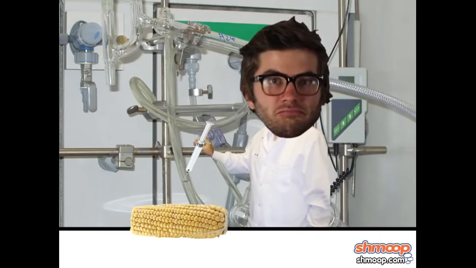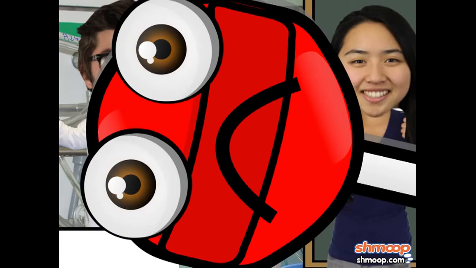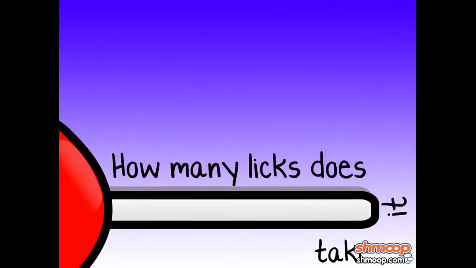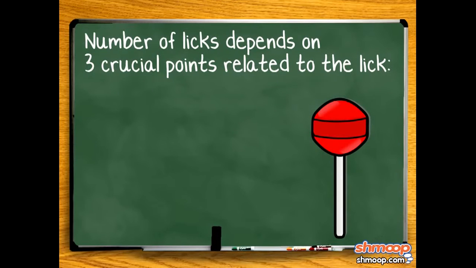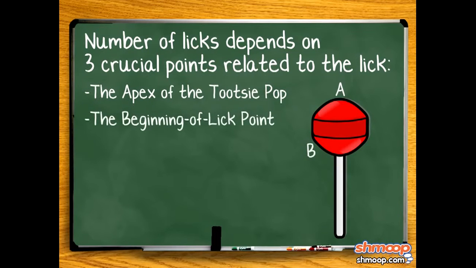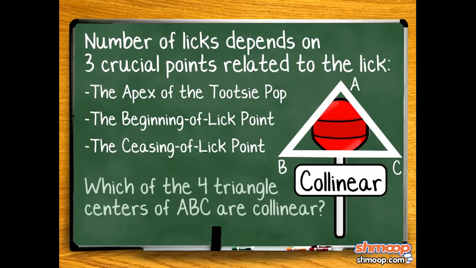For the past 60 years, food scientists, doctors, and mathematicians have worked tirelessly to answer a question that has tormented the candy industry for generations. How many licks does it take to get to the center of a Tootsie Pop? They've determined that the number of licks depends on three crucial points related to the lick: the apex of the Tootsie Pop, the beginning of lick point, and the ceasing of lick point, or points A, B, and C. If we find the centers of this triangle and determine which of them are collinear, this will help calculate the number of licks needed to reach the center of the Tootsie Pop. So, which of the four triangle centers of A, B, C are collinear?